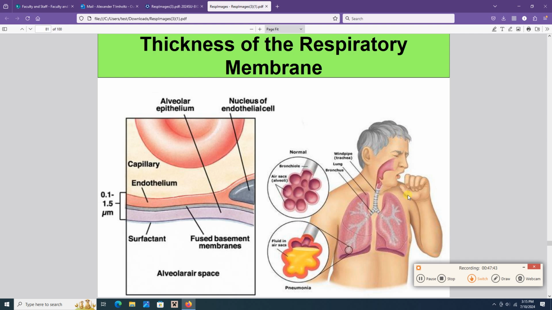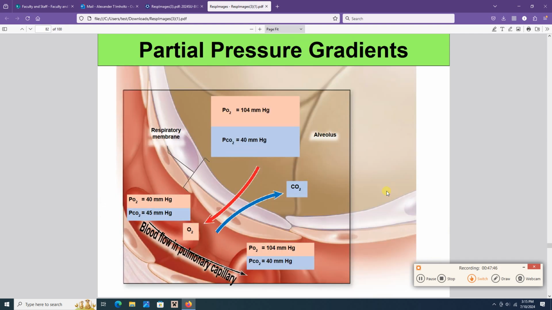Okay, the third thing that matters, and this is really important for exchange, are partial pressure gradients. And the term partial pressure means I can talk just about the pressure of oxygen or just about the pressure of CO2. For example, my alveolar air will typically have a PO2, a partial pressure of oxygen, of 104 millimeters of mercury, and a PCO2, partial pressure of CO2, of 40 millimeters of mercury. Compare that to the blood entering the pulmonary capillary. It has a PO2 of 40.